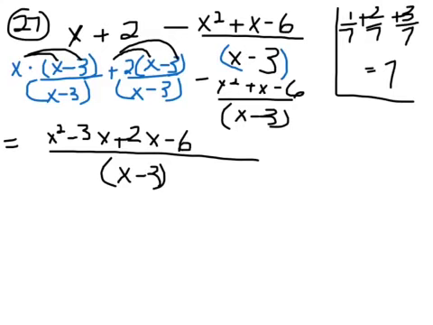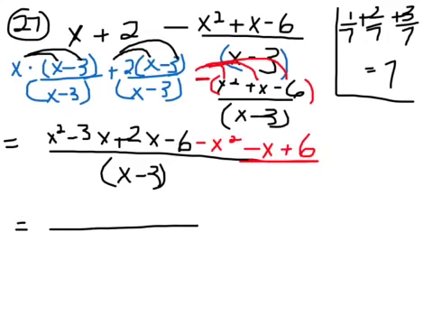Now here's where you've got to be really careful. This subtraction sign went with that whole fraction, so I have to apply the subtraction sign to each term in the numerator. I have to subtract my x squared and subtract my x, and then a minus 6 becomes a plus 6, and I need to extend my fraction bar there.